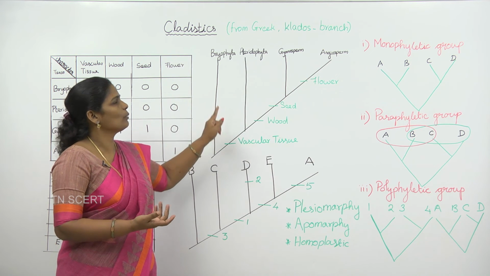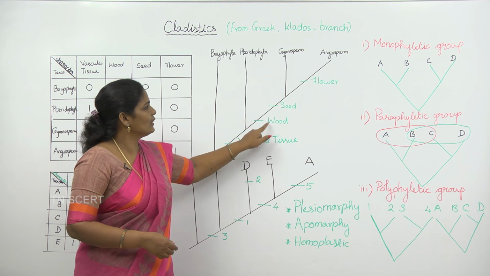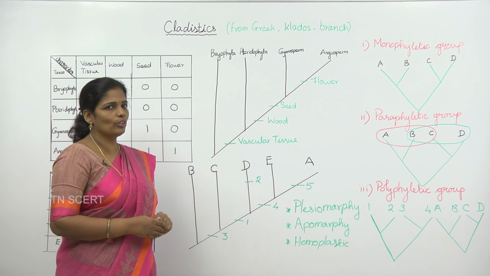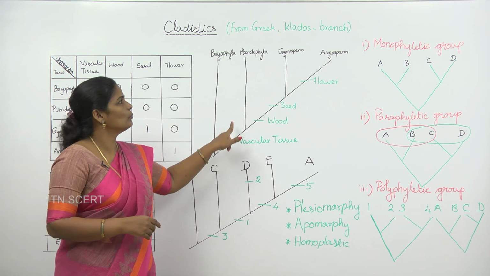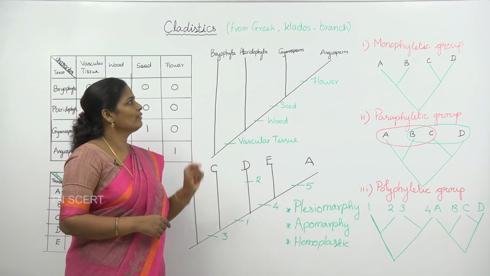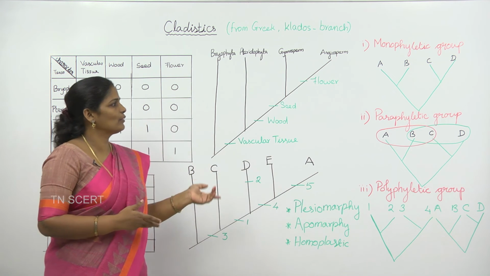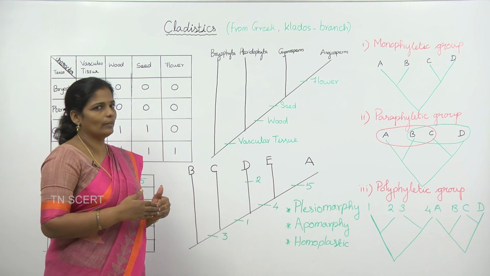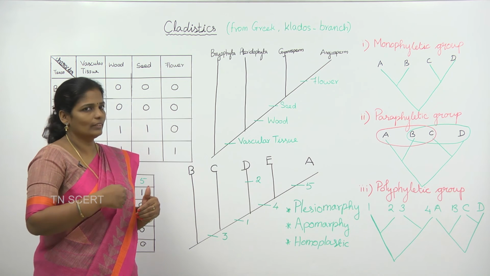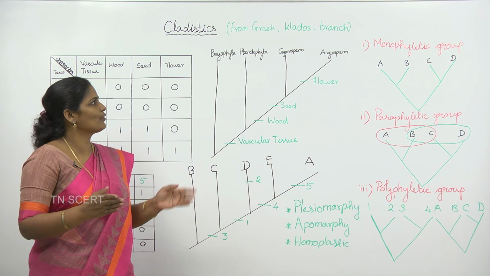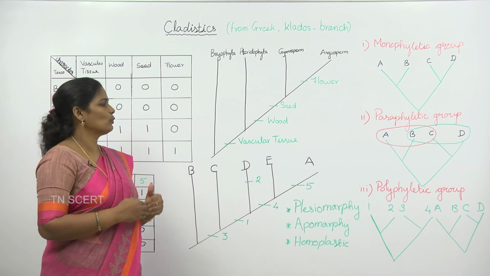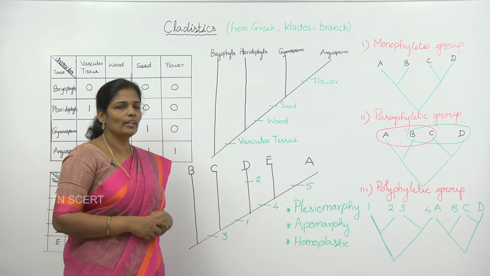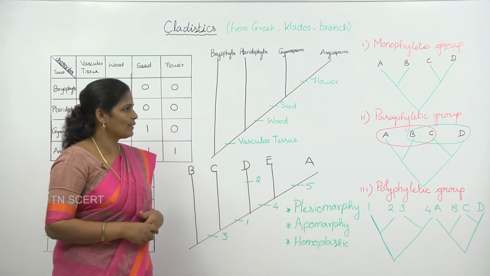Since Gymnosperm and Angiosperm possess wood and seed, these are considered derived characters for them. They get distinguished from Pteridophyta. Since they acquired a new character apart from vascular tissue, they were separated from the Pteridophyta. Likewise, you see seed and wood are plesiomorphic characters for Angiosperm. Since they possess the apomorphic or derived character flower, they got differentiated from Gymnosperm. Apart from that, what can you understand from this? Bryophyta is the primitive one, whereas Angiosperm is the advanced one.